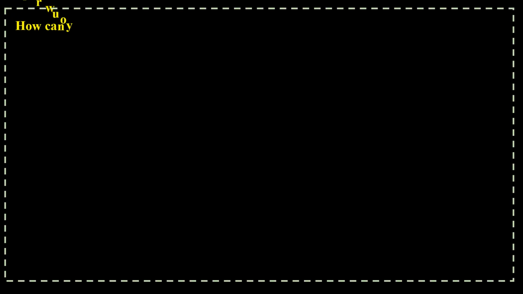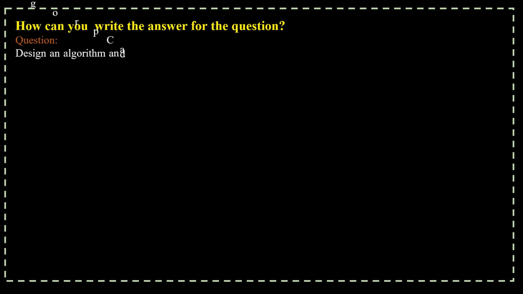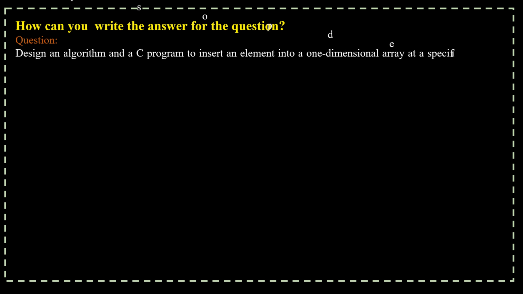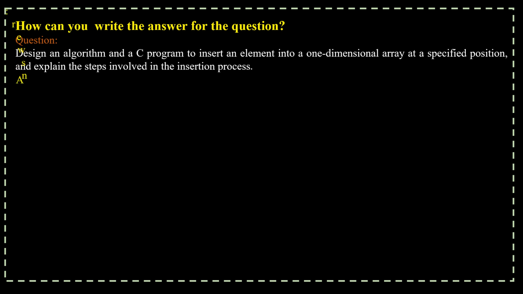How can you write the answer for the question? Question. Design an algorithm and a C program to insert an element into a one-dimensional array at a specified position and explain the steps involved in the insertion process.